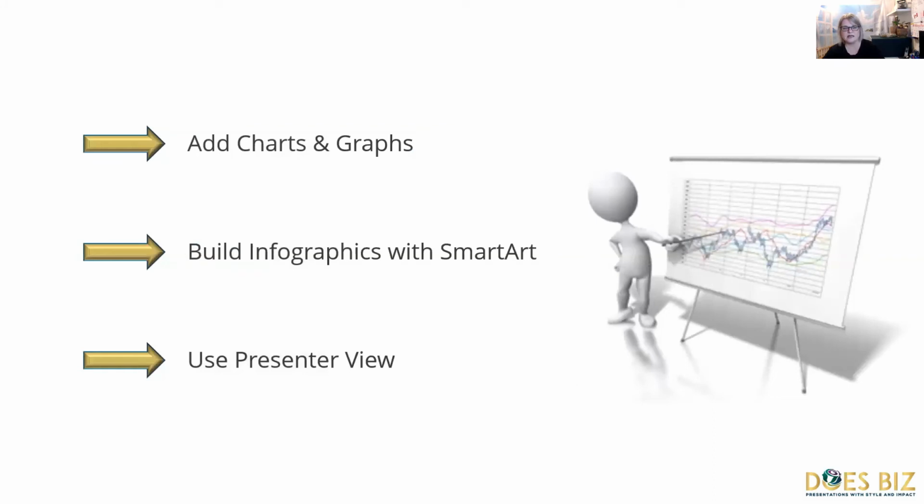So add charts and graphs, as I said before, can help you to tell stories with data, but it's easy for an audience to zone out when you throw a big data table or set of statistics in front of them. So make the chart not all squiggly like this one is. It's just hard to read. It's confusing, and so you just want to make it as simple as possible. Again, the KISS principle. And if possible, build your infographics with SmartArt.